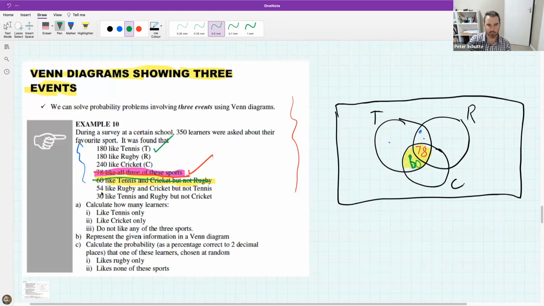If I go to the next piece of information, 54 like rugby and cricket, but not tennis, I'm going to say, well, where is rugby and cricket? Rugby and cricket would be here, but you're not allowed to like tennis, which means that this has to be 54. And then 30 like tennis and rugby, but not cricket, that's going to be this region here. So now I've used all these 3. So I'm going to come back up here. Can you tell me what goes in that region over there?